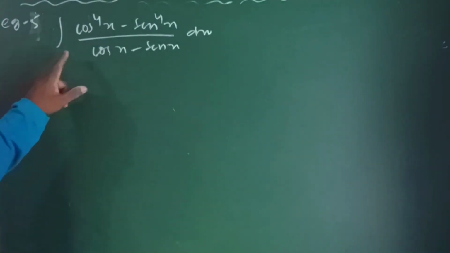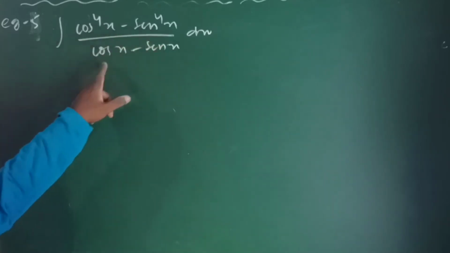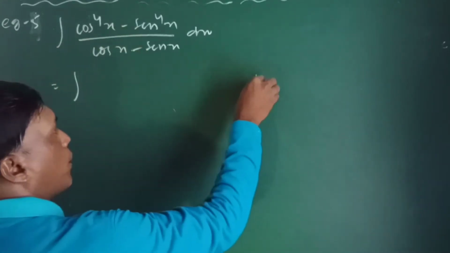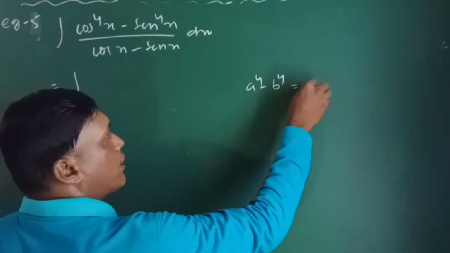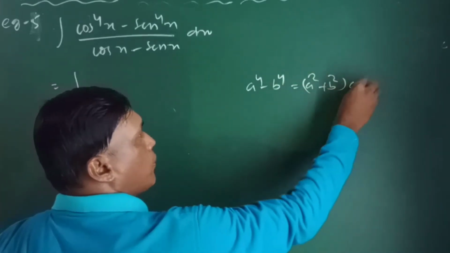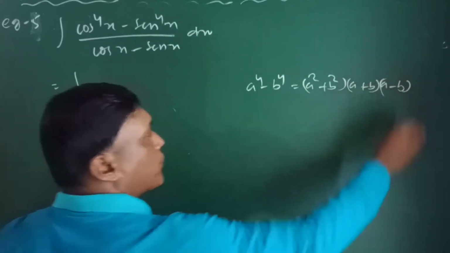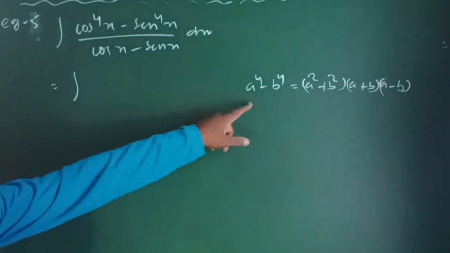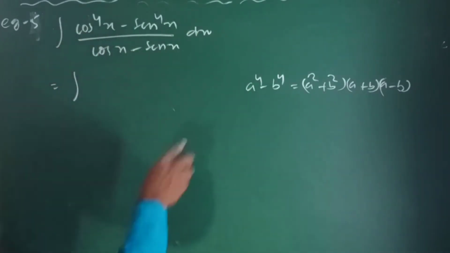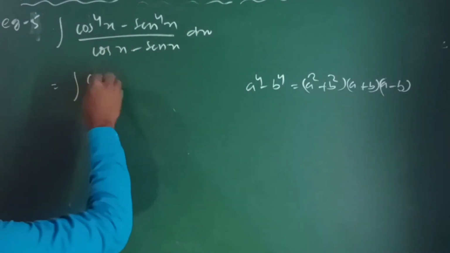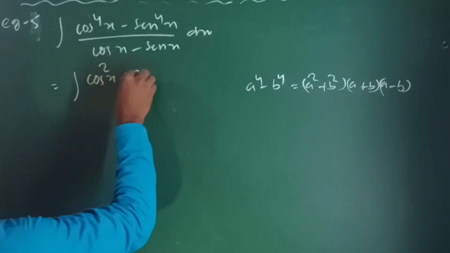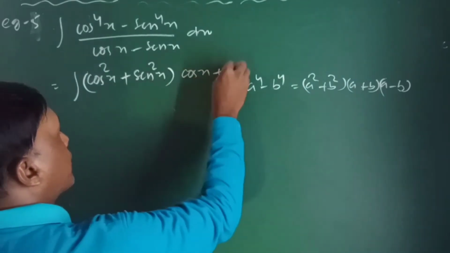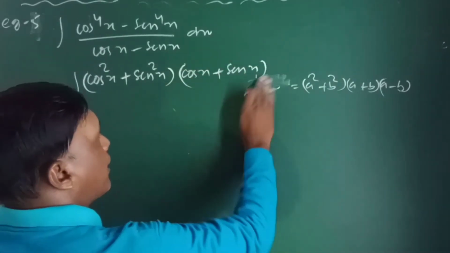Another important question is to integrate cos to the 4 x minus sin to the 4 x by cos x minus sin x with respect to x. And now here we can apply the formula a to the power 4 minus b to the 4, which is a square plus b square into a plus b into a minus b. You know in high school standard this is the formula for a to the 4 minus b to the 4. Here a is cos x and b is sin x. So if you apply this formula you will find a square plus b square means cos square x plus sin square x, into a plus b, which is cos x plus sin x, and a minus b.